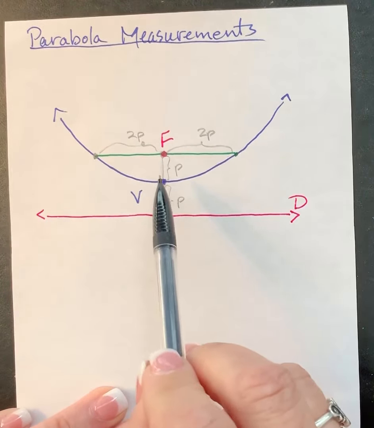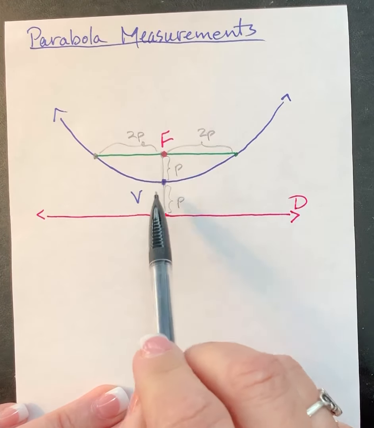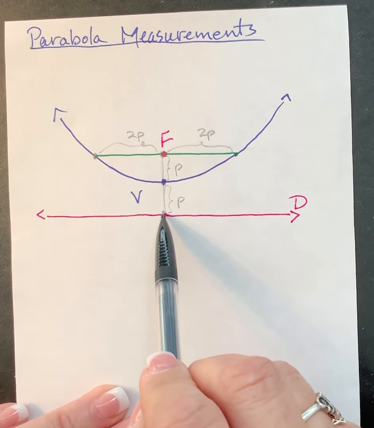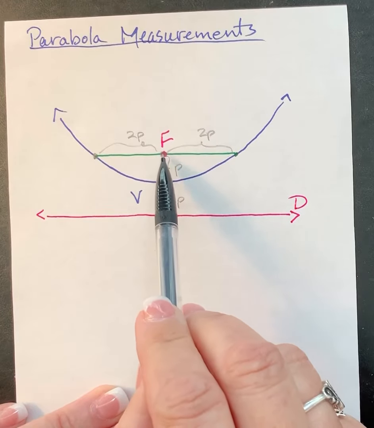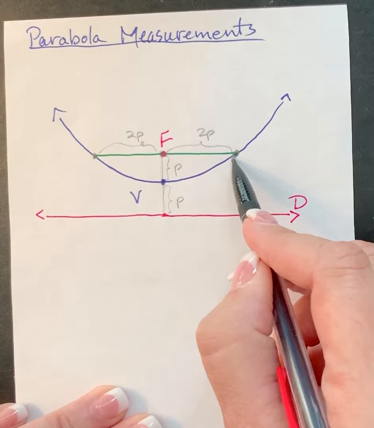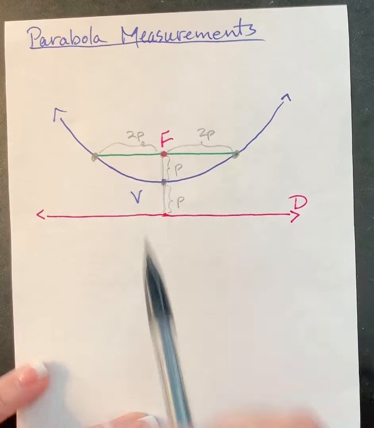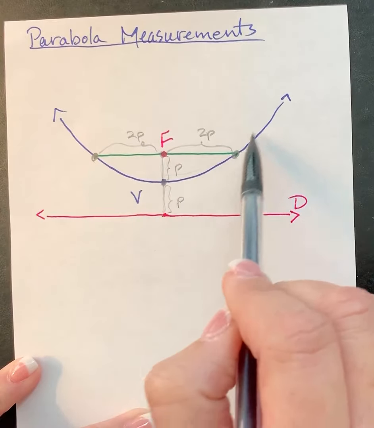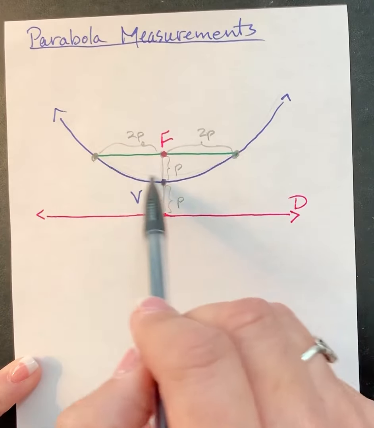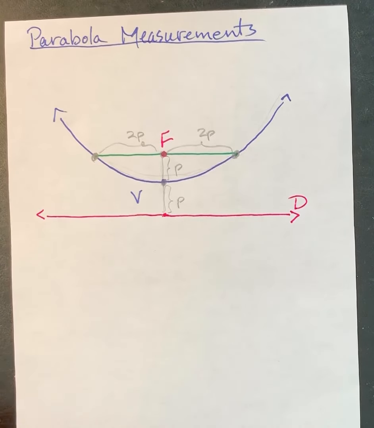So you can start with the vertex and measure p units to get to the focus. You can go the opposite way and get the directrix. If you're at the focus, you can go 2p to the right and 2p to the left and get some points on the parabola. So when it comes to actually graphing the parabola, these are the only points on the parabola. The focus and the directrix, those are kind of like extra.